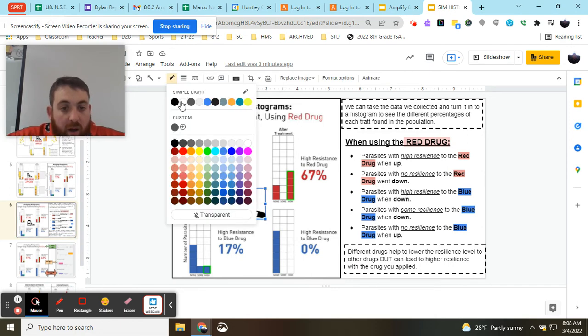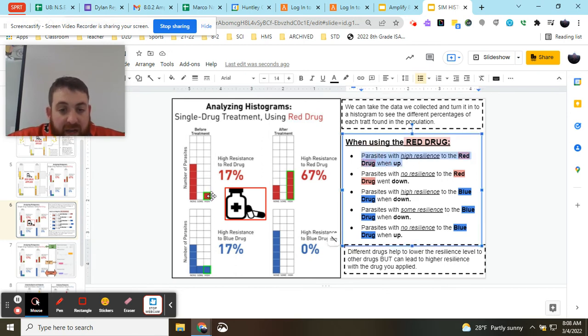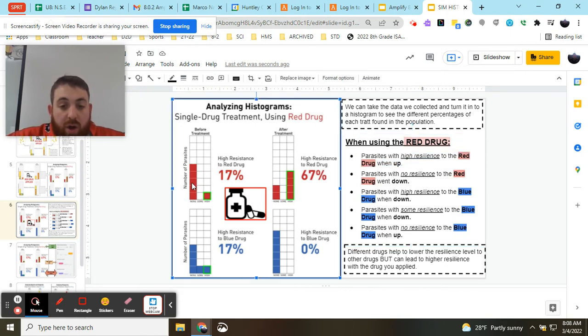Remember, we are applying our red drug. Now, we can take the data we collected and turn it into these histograms. And when we do, we see a few things. Number one, the parasites with the high resistance to red, that number went up when we used the red drug. Kind of counterintuitive. The parasites with no resilience to the red drug went down. Now, the parasites with high resistance to blue all went down, whereas the parasites with some resilience went down as well, and those with none actually went up.